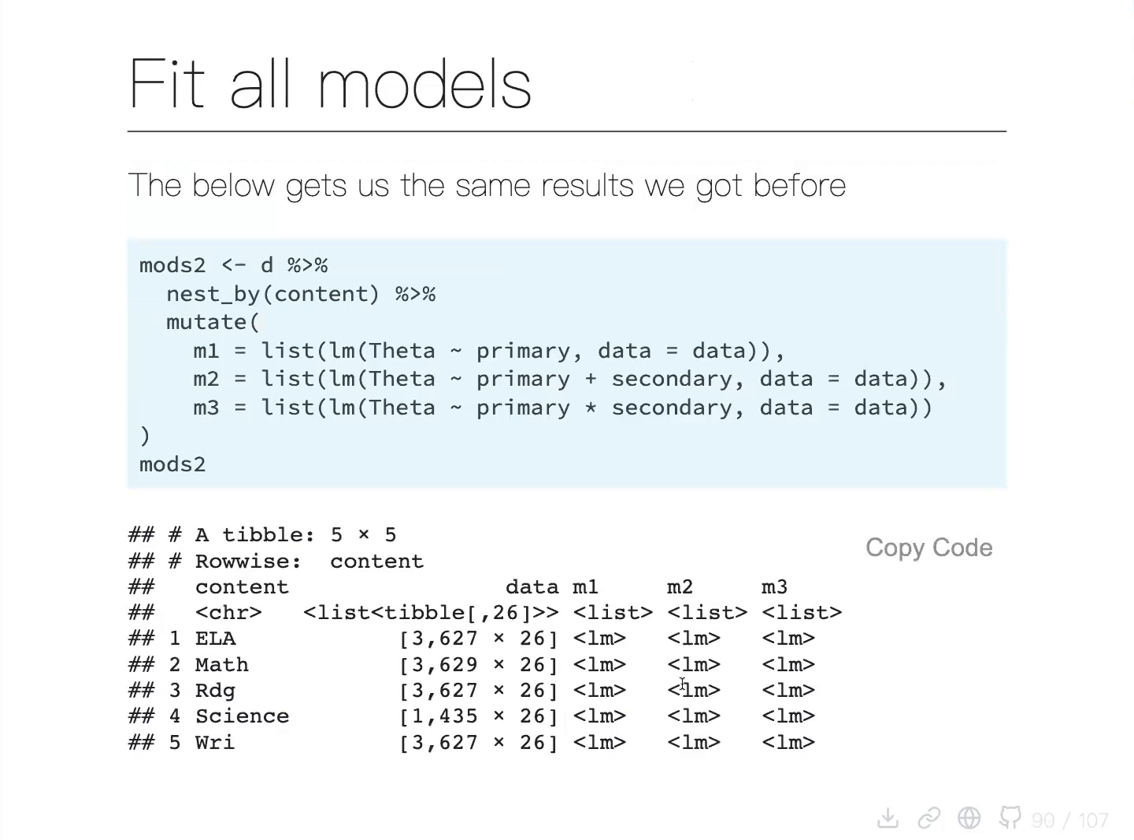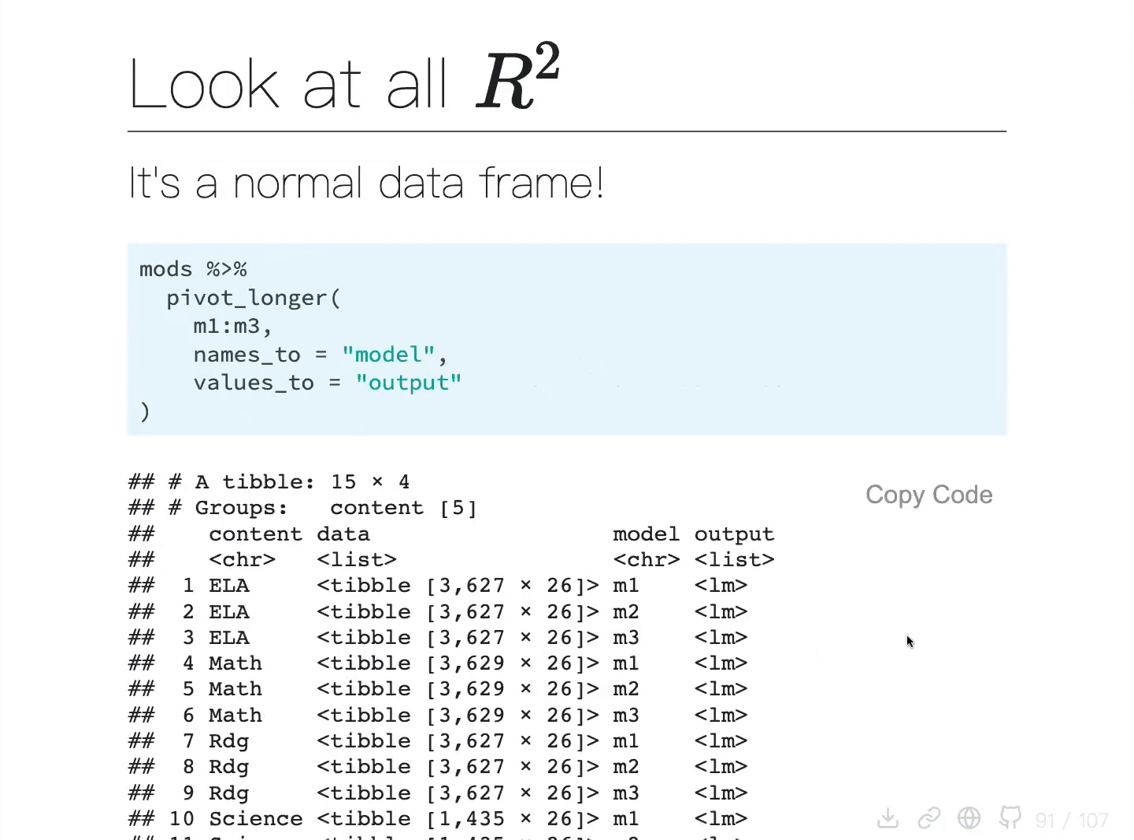So using this approach, we can fit all the models just like we did before. List, list, list, data equals data on all of them. We get them like this. And then I showed this before, but just to reiterate, because I think this is quite important.